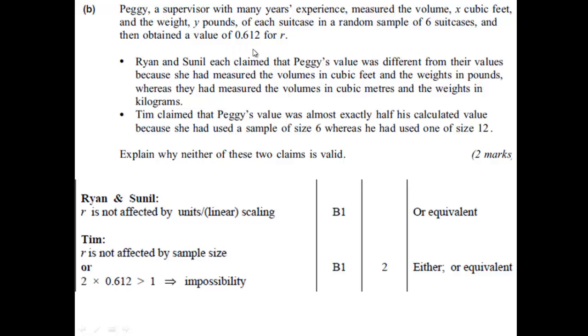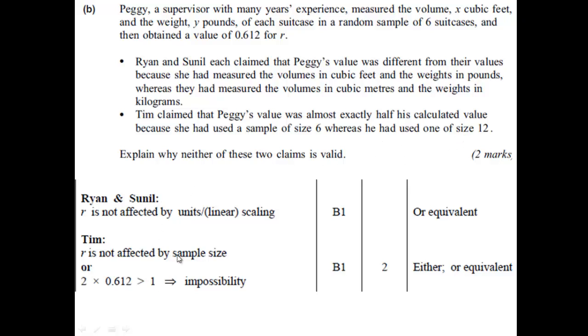Okay, for the second part of the question, we have an experienced supervisor, Peggy, who has done the experiment herself. She's got a product moment correlation coefficient of 0.612, which seems a bit more likely, doesn't it? Ryan and Sunil each claim that Peggy's value is different from their values because she'd measured the volumes in cubic feet and the weight in pounds, whereas they had measured the volume in cubic meters and the weight in kilograms. Tim also claimed that Peggy's value was almost exactly half his calculated value because she had used a sample of 6, whereas he used one of 12.